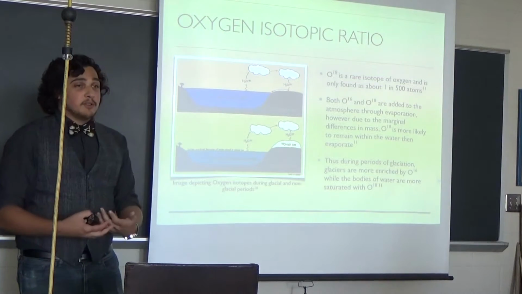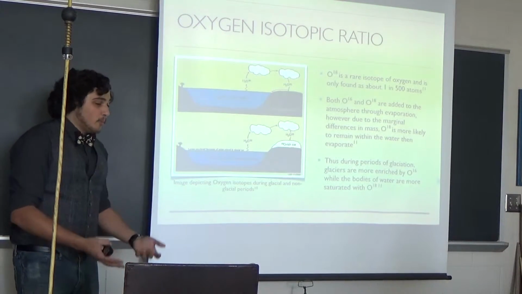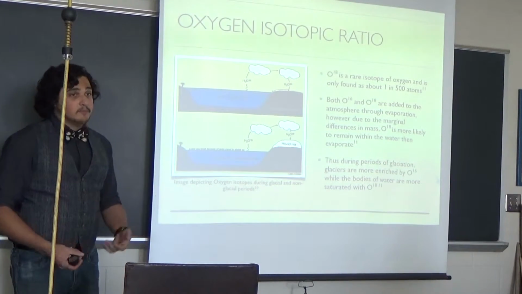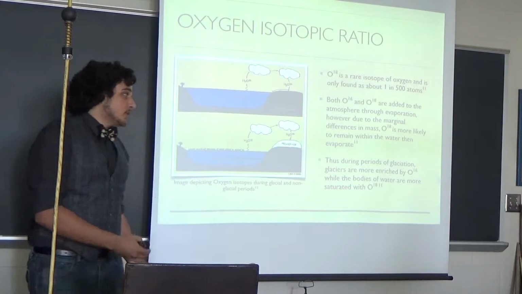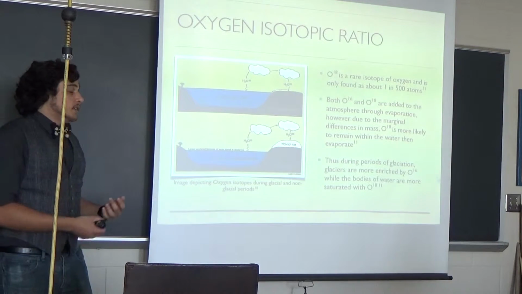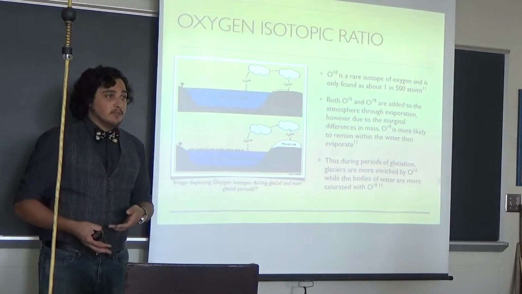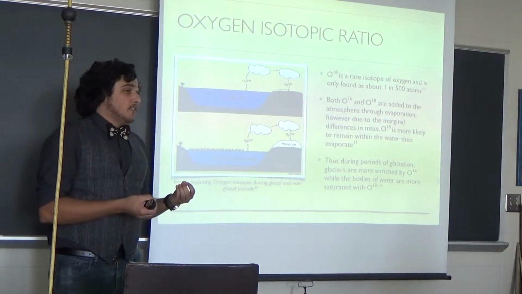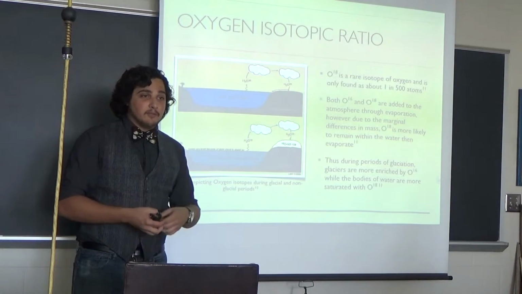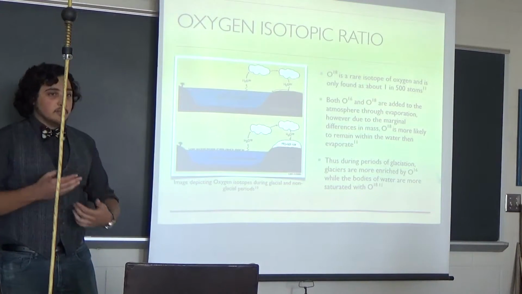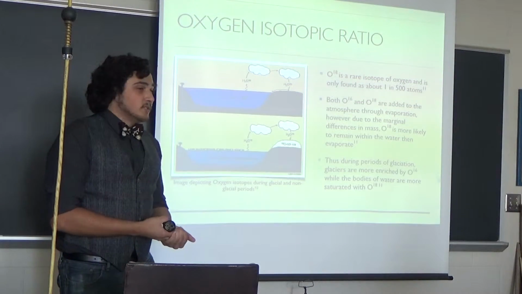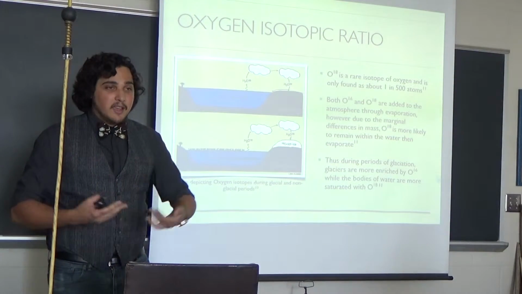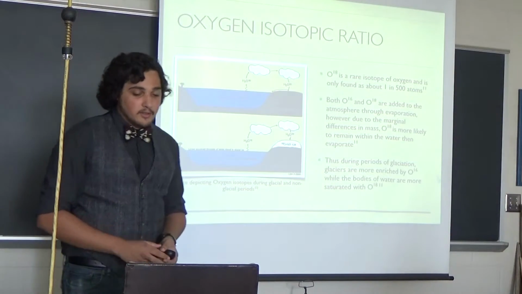And so what this means during periods of glaciation is that more O16 is being taken out of the water, it's going over land, it's precipitating, and then that's freezing. So during periods of glaciation, there is a higher abundance of O16 found in glaciers with a higher concentration of O18 found in bodies of water. And so these ratios allow for more accurate depictions of when glaciers formed and when we had ice ages, etc.